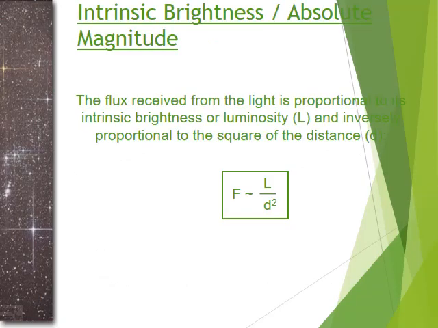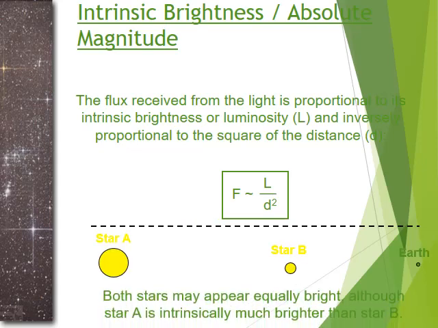Way back in Module 1, we talked about apparent magnitude. How bright does a star appear to be when viewed from Earth? But that doesn't tell us very much about how truly bright that star is. In order to find out a star's true brightness, we need to know something about its absolute magnitude. Because it turns out that you can have 2 stars. In fact, down here at the bottom of the screen, you see 2 stars that may appear equally bright from Earth, but it turns out that star A is intrinsically brighter than star B.